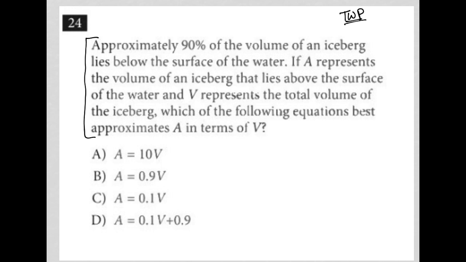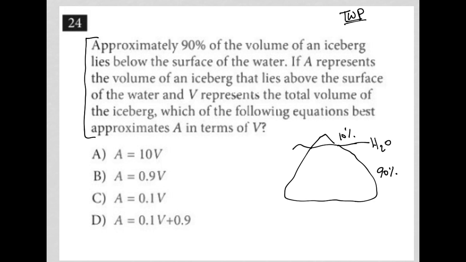So the first sentence here says approximately 90% of the volume of an iceberg lies below the surface of the water. I'm actually going to draw a picture for this. So iceberg, this is 10% above, and then of course this is under the water. This is 90%. This is my water, H2O.